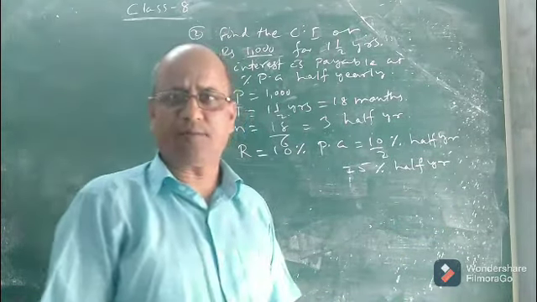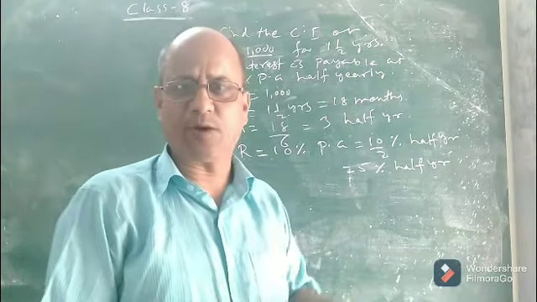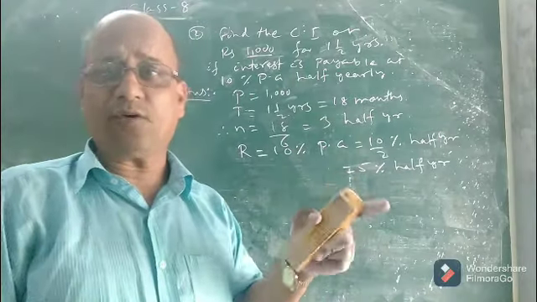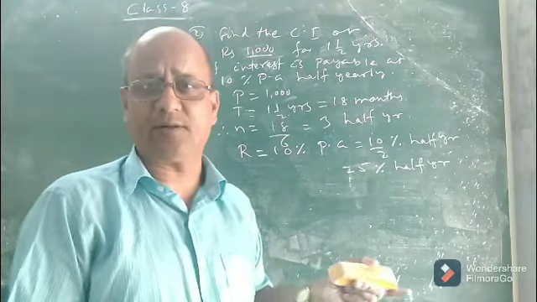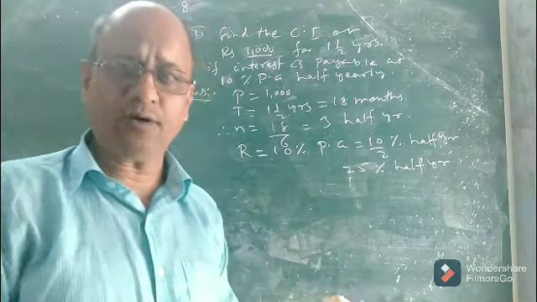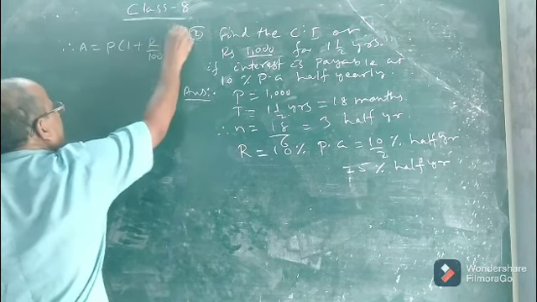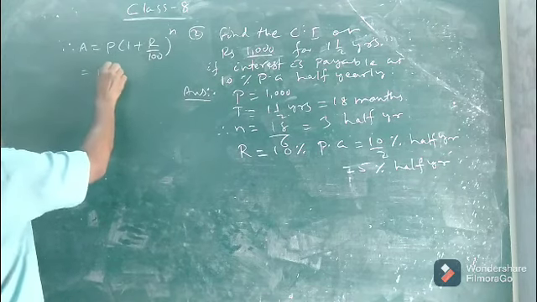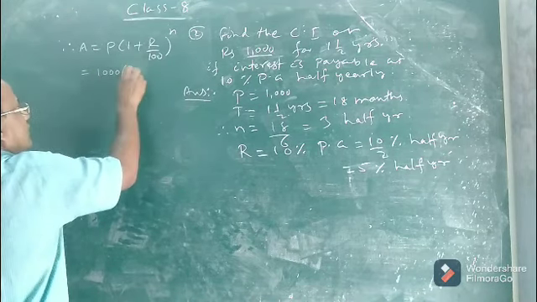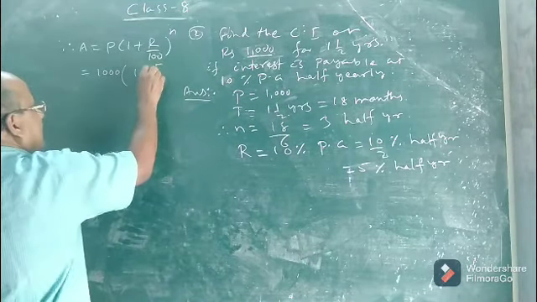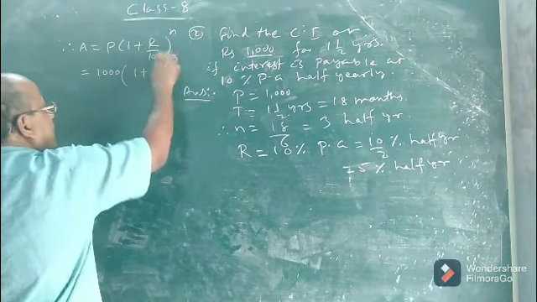Now we can put the values of R, n and P in the formula for amount. First we will calculate the amount, and after the amount is calculated, if we subtract the principal, we will get the compound interest. So the formula for amount is P into 1 plus R by 100 whole to the power n. Now in place of P, you put 1000. This is 1 plus R, R is 5 by 100, whole to the power 3.